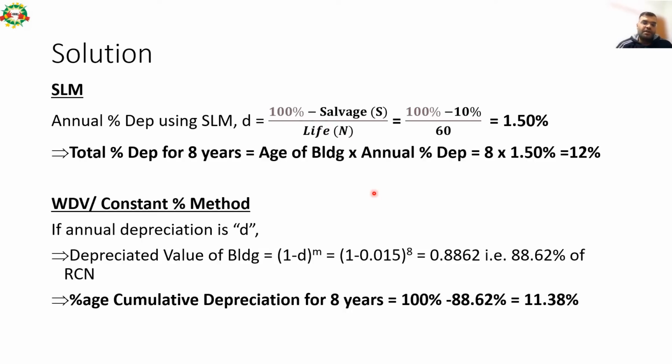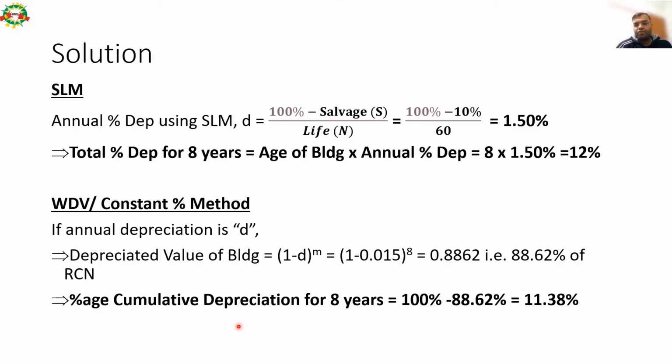So the next method as per which we have to calculate the depreciation is the WDV or constant percentage method. If annual depreciation is D, say for example, that means depreciated value of the building is equal to (1 minus D) raised to power m. Since 1.5% annual depreciation is given in the question, the depreciated value of the building after 8 years will be equal to 88.62% of RCN.